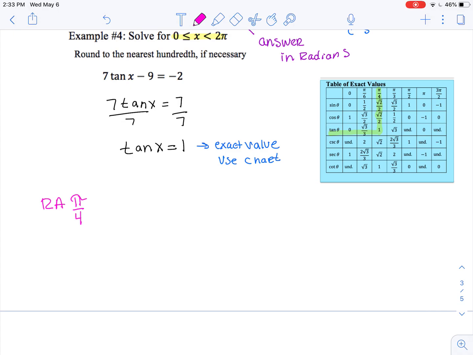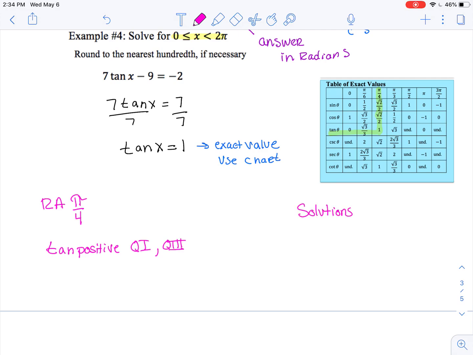It's a positive trig ratio, so I need to ask myself, when is tan positive? Tan is positive in quadrant 1 and quadrant 3. So that means my solutions are going to lie in quadrant 1 and quadrant 3. So now I can go ahead and find my solutions.